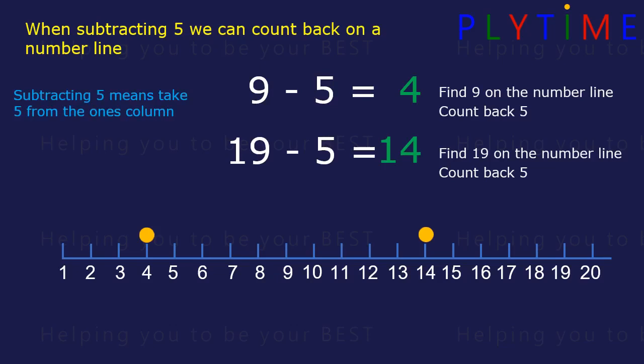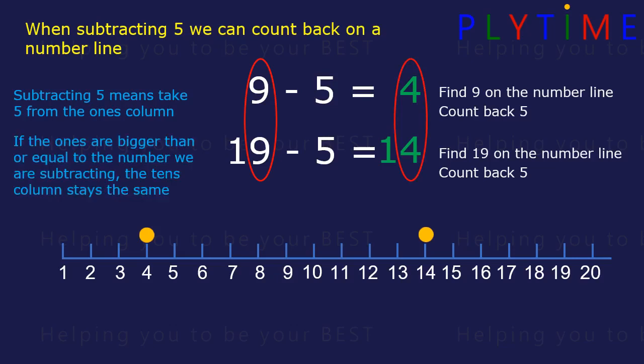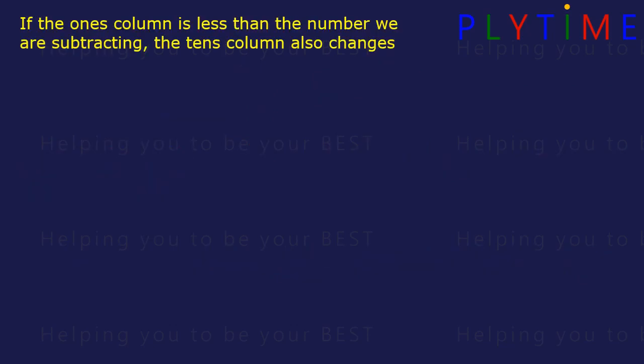Subtracting 5 means taking 5 from the ones column. 9 minus 5 equals 4. If the ones are bigger or equal to the number we're subtracting, the tens column stays the same. If the ones column is less than the number we're subtracting, the tens column also changes.